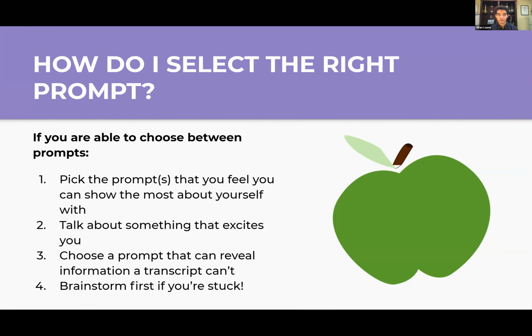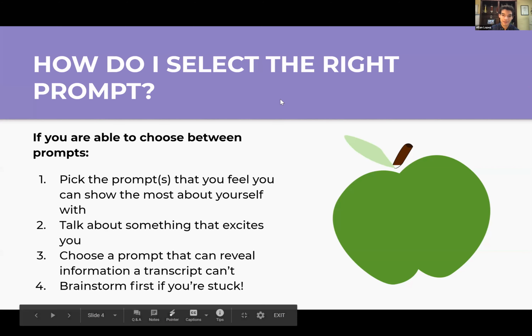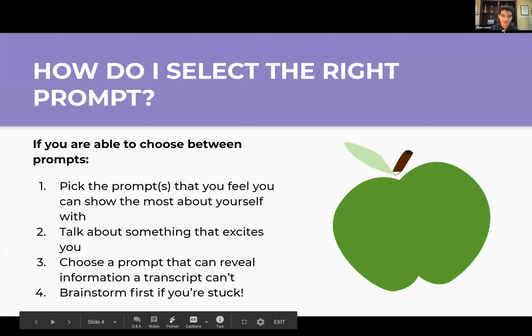So when you're choosing a prompt, or multiple prompts throughout the application, really keep in mind, what does this one show? What can I show with that one? What side of me is going to be displayed? Because you want to show them you're a well-rounded person. You may be fantastic at biology, but a lot of people are fantastic at biology. Not a lot of people are also great at piano or do community service or do any of these things.